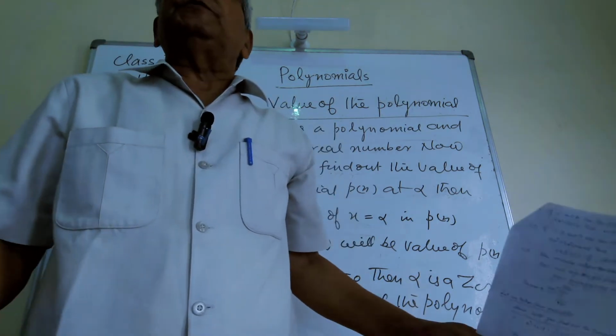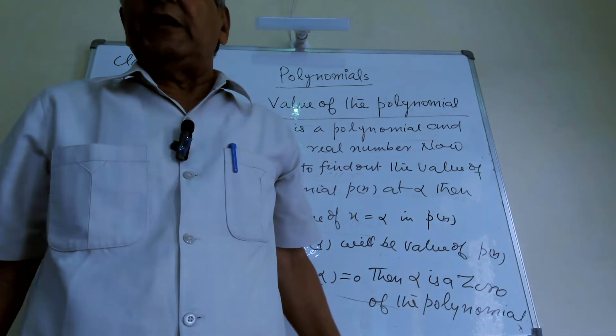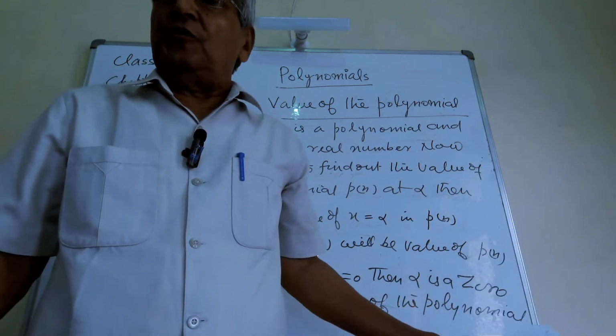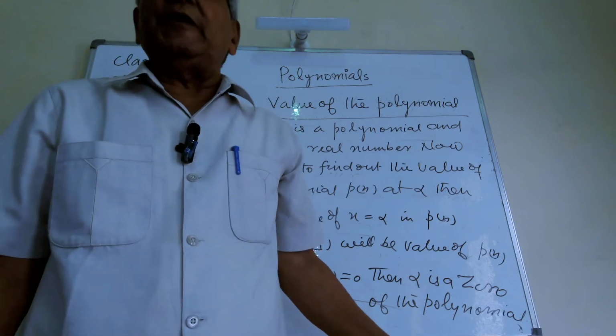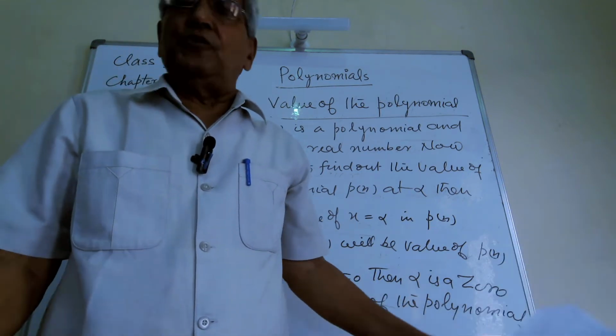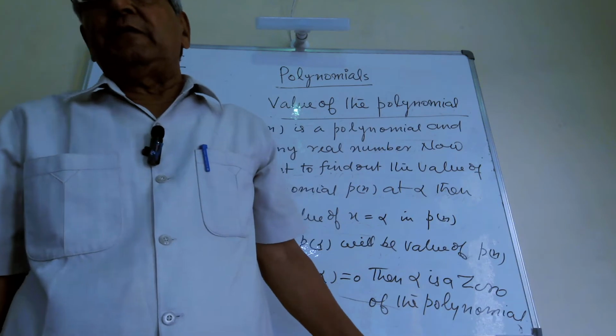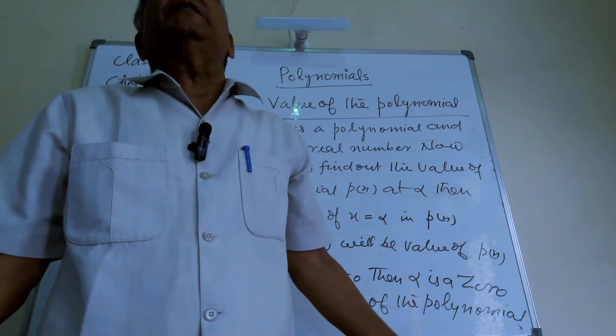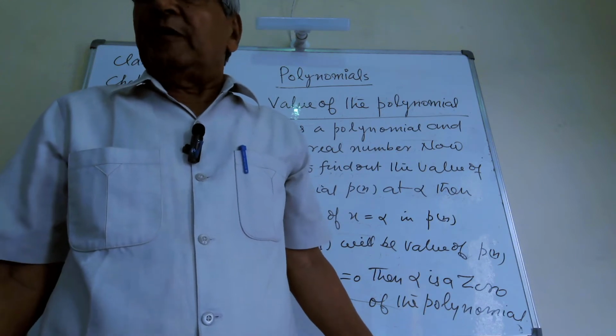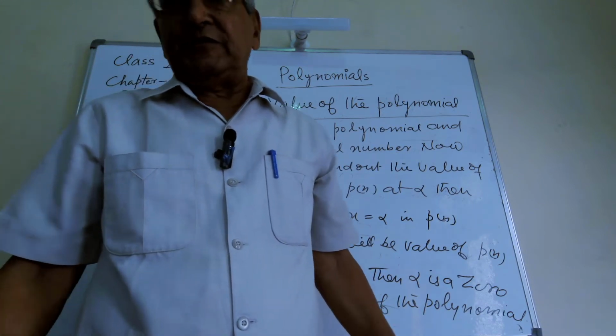When you put this value alpha in P(x), either you will get 0 or you will not get 0. If you get 0, then alpha is a zero of the polynomial, and if P(alpha) is not 0, then it means that will be the value of P(x).